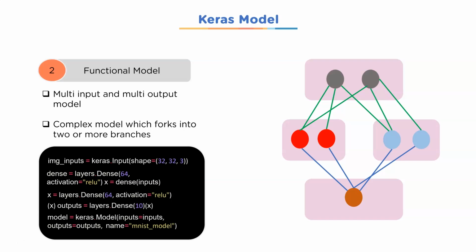And so in here we do have the two complex models coming in. We have our image inputs, which is 32 by 32 by 3, or 3 channels, or 4 if you're having an alpha channel. You have your layers dense is 64, activation using the ReLU, very common. X equals dense inputs, X layers dense X 64 activation equals ReLU, X outputs equals layers dense 10 X, model equals Keras model, inputs equals inputs, outputs equals outputs, name equals minced model. So we add a little name on there. And again, this is this kind of split here. This is setting us up to have the input go into different areas.